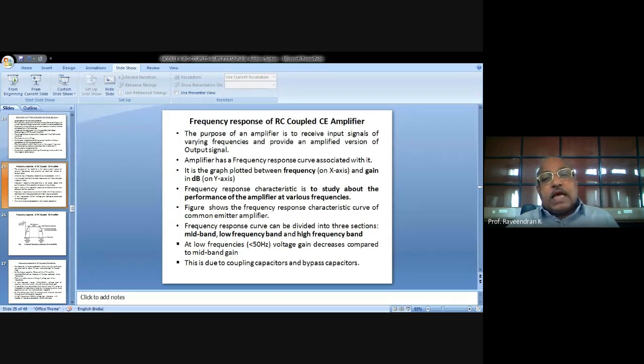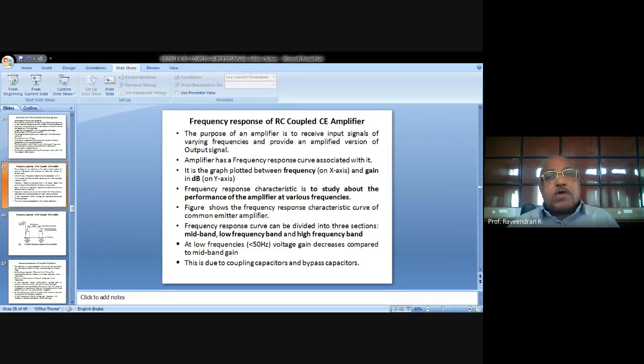So for any CE amplifier, the amplifier is meant for use as a voltage amplifier or an audio amplifier. The main practical application of a CE configuration or a CE amplifier is to use it as a voltage amplifier or an audio amplifier.